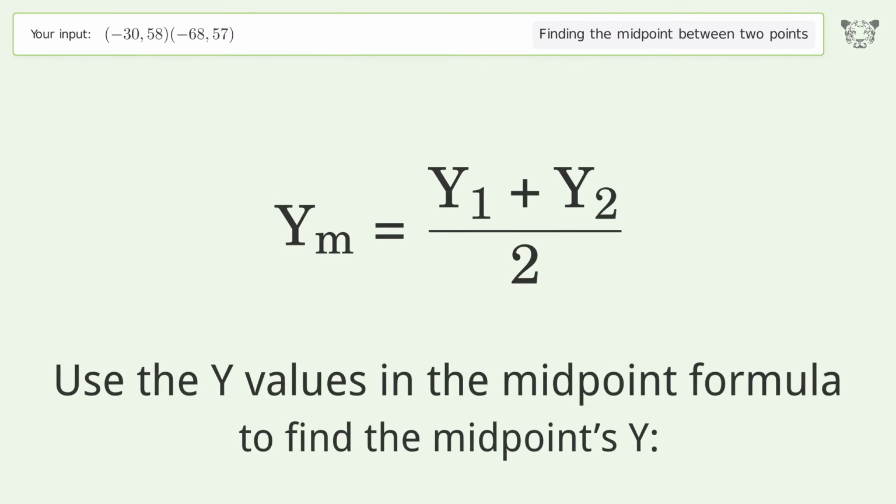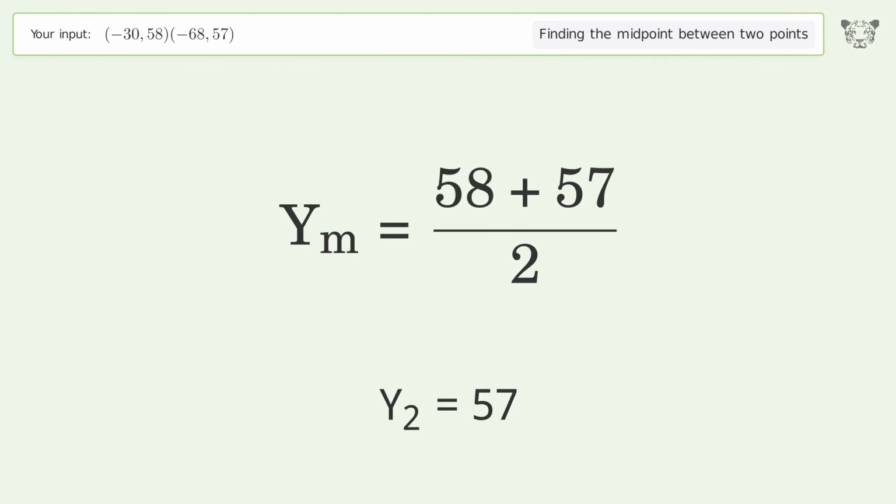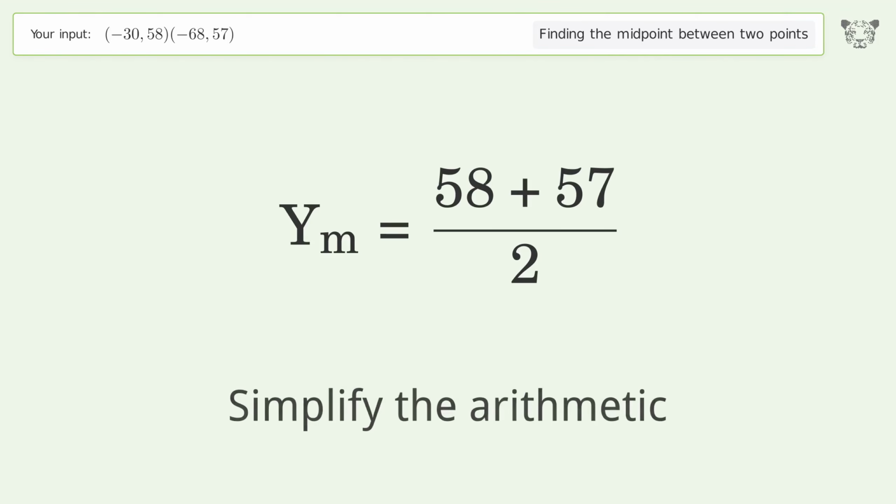Use the y values in the midpoint formula to find the midpoint's y. y1 equals 58. y2 equals 57. Simplify the arithmetic.